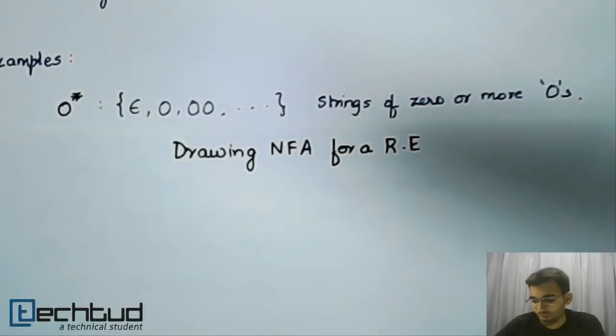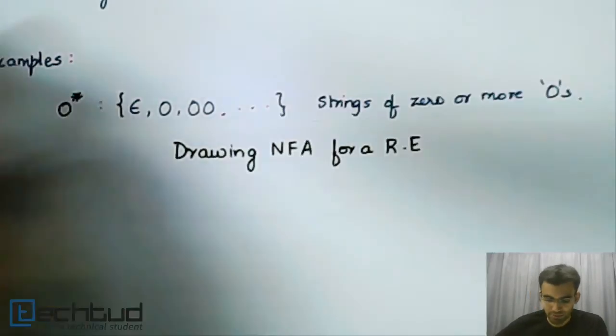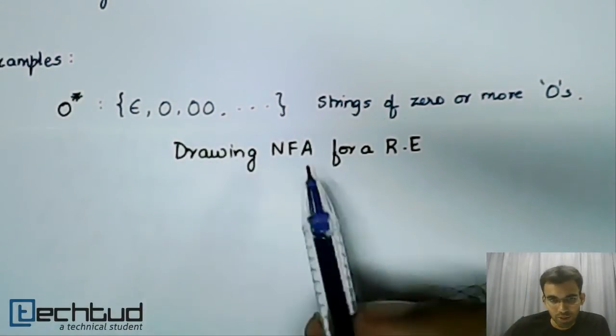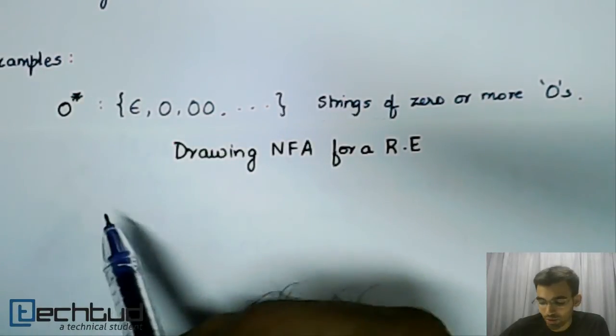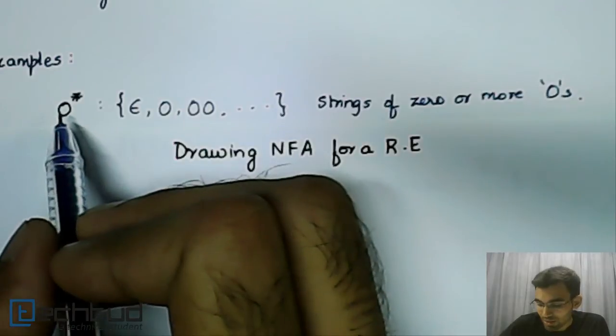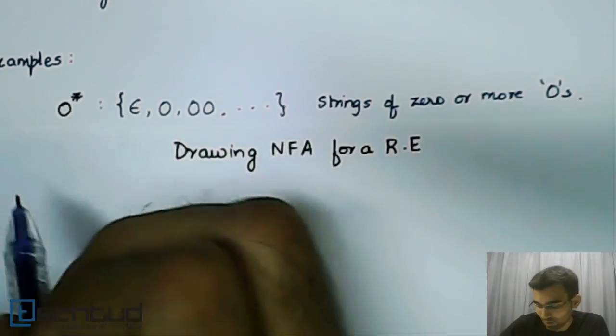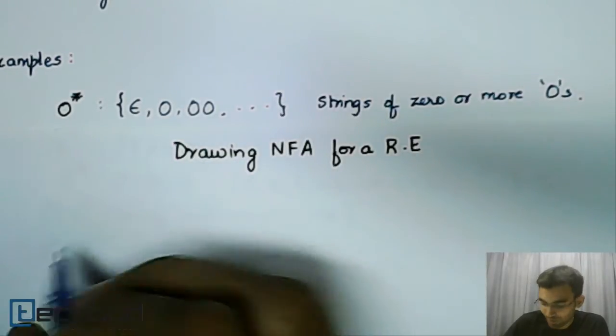In this lecture, we will look at how to draw an NFA for a given regular expression. So let's look at the examples we have discussed. Let's look at the first example of 0 star. Whenever we see the Kleene closure, the first thing we do is draw the automaton for what is contained in the Kleene closure, that is 0. So what would be the automaton for accepting 0?